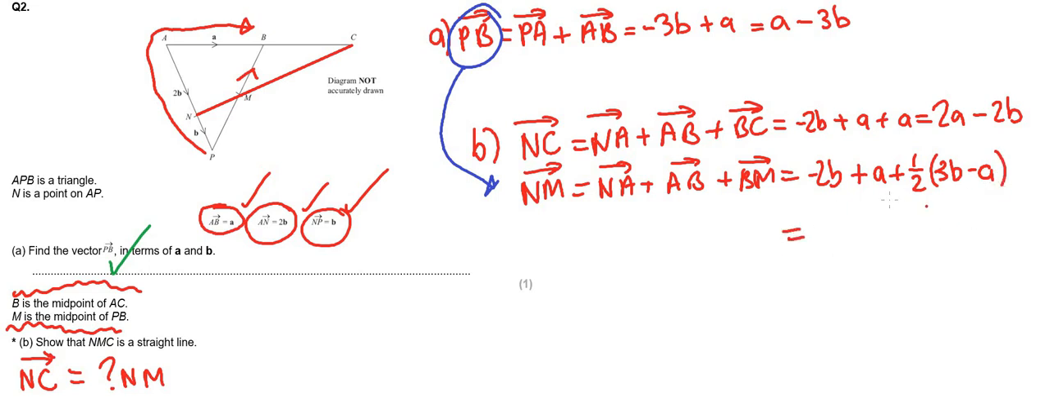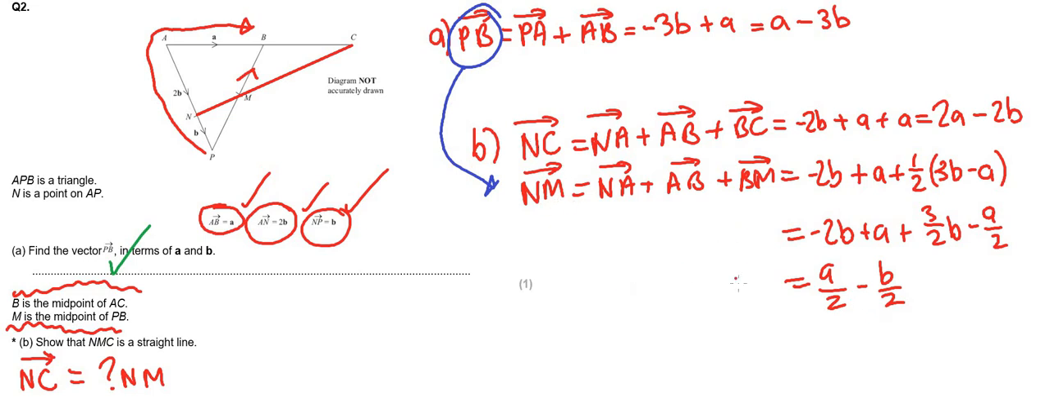All right, let's collect these together. I've got minus 2B plus A plus 3 over 2B, and then minus half of an A. Let's do the A's first. I've got A, and I'm taking away half an A, so I've got half an A. I'm taking away 2B, but I'm adding 1.5B, or 3 over 2B. So that means that I am taking away half B. Right, so now I've got NC and I've got NM.